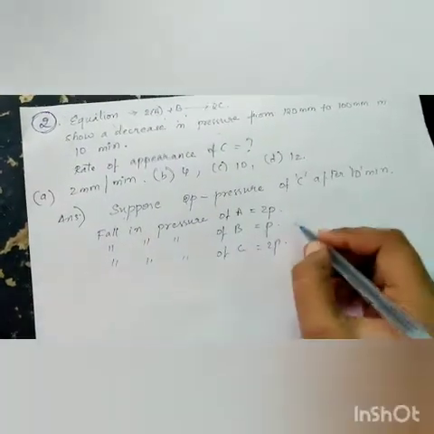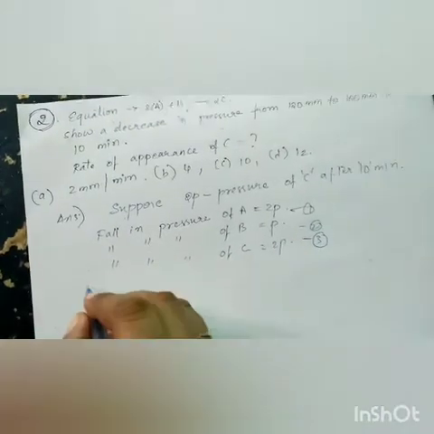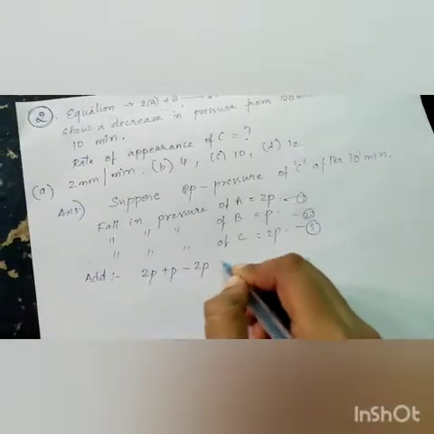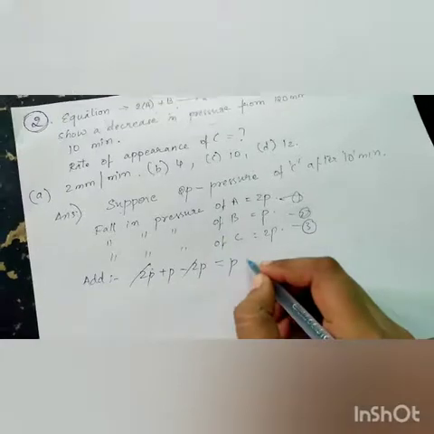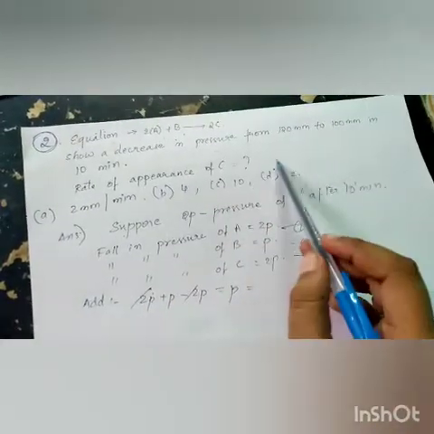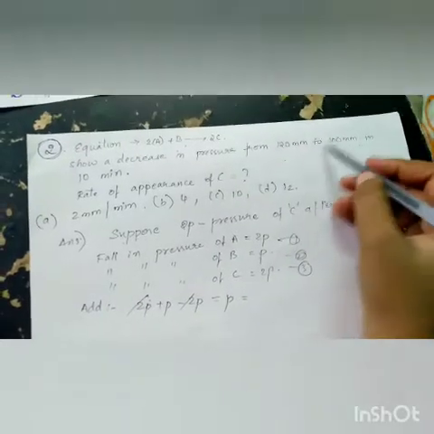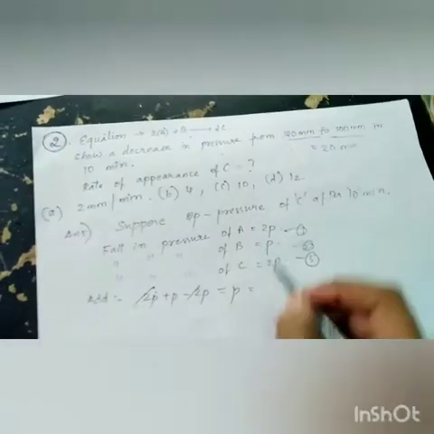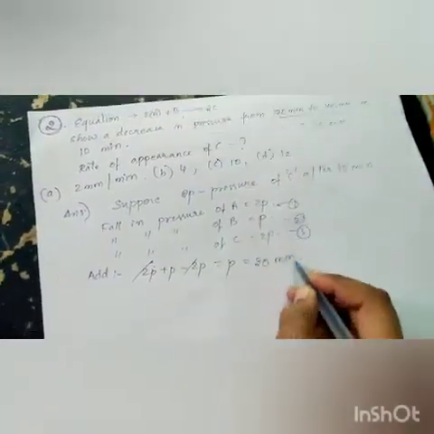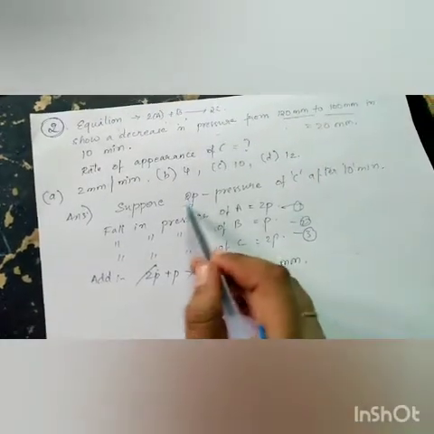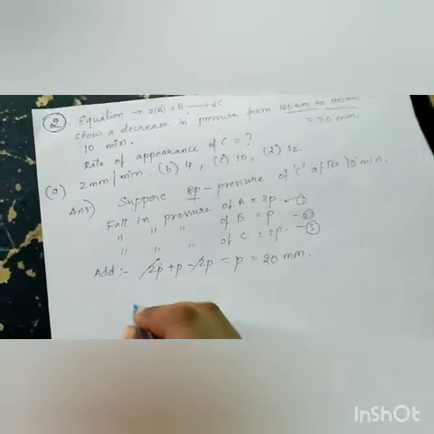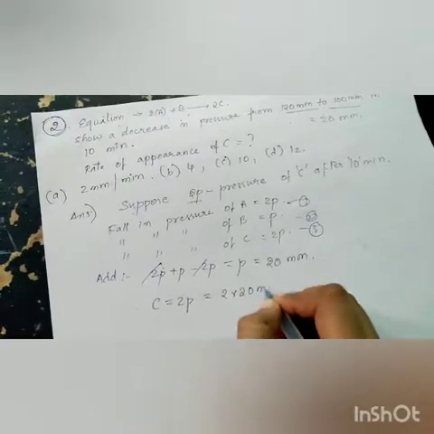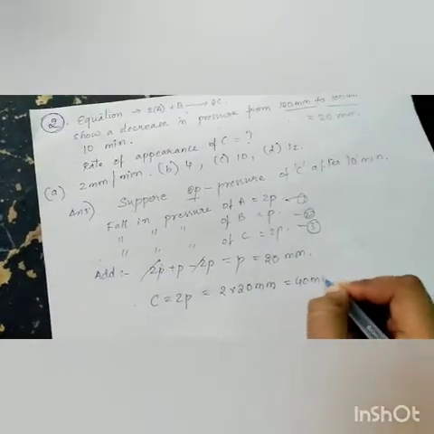Now adding all three, you get 2p plus p minus 2p, you get p, which is equal to, they said the decrease in pressure from 120 millimeter to 100, that is subtract, you get 20 millimeter. So p is 20 millimeter, and we have told in the starting that we consider 2p as the pressure of C after 10 minutes. So 2p is equal to 2 into 20 is equal to 40 millimeters.